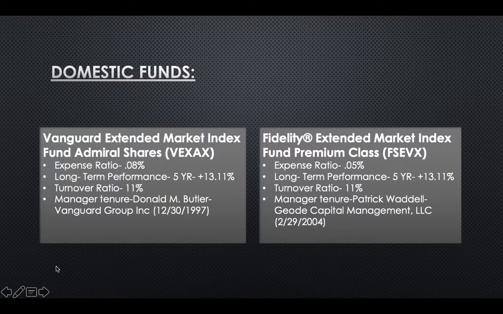And looking at these side by side, I'm going to disregard the last part. We're looking at the Vanguard Extended Market Index, along with an expense ratio of 0.08. Long-term performance of 5 years is at 13.11%. Turnover ratio is 11%. The manager again is Donald M. Butler. He's been the manager of this fund since 1997.